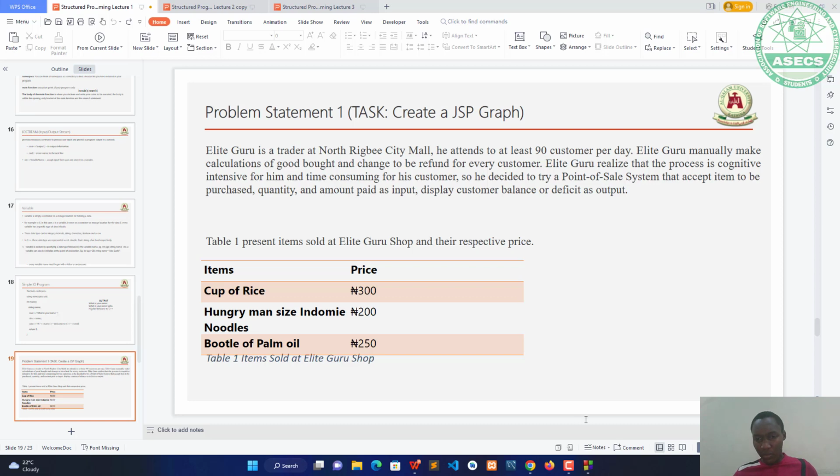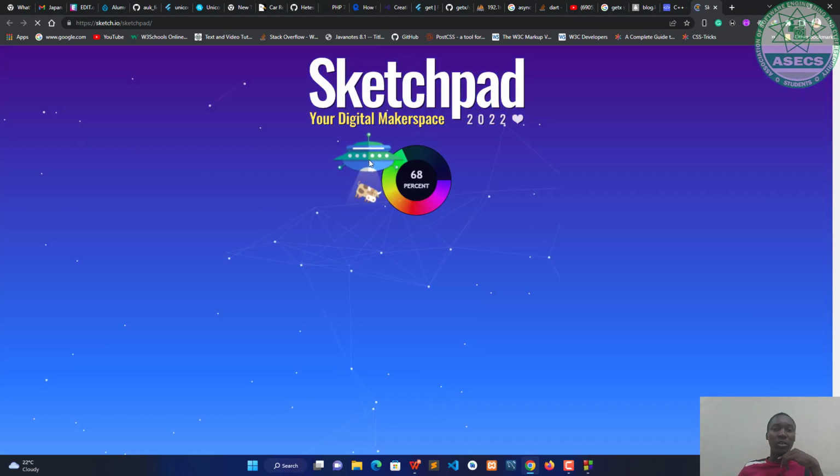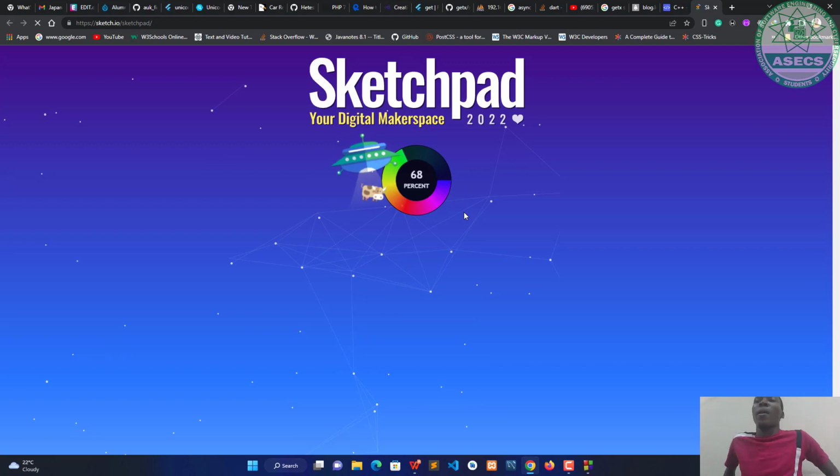So in this case I have my mouse over here and I'll be using it to draw JSP graph online. So to be honest, there's no way I can use biro and a paper to draw this. So I'm sure I have a website over here named sketch.io/sketchpad. So bari mu jira da loading.